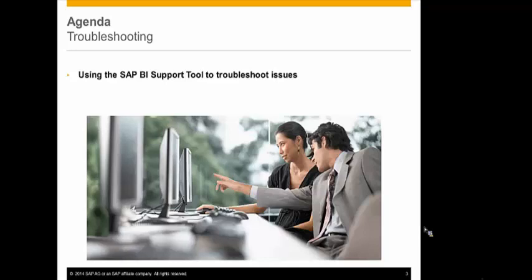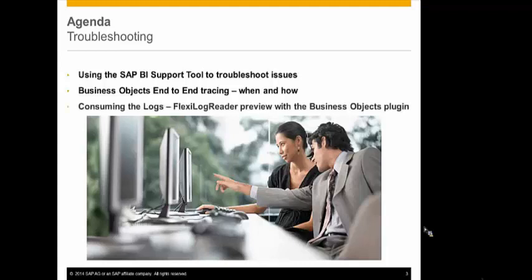Then we'll have a look at end-to-end tracing, when we should use end-to-end tracing and how we can use it to just focus on the information we want to get from our system for a particular problem you may have encountered. It's very useful for looking at particular workflows and getting just that information out. We'll spend about 20 minutes looking at that.